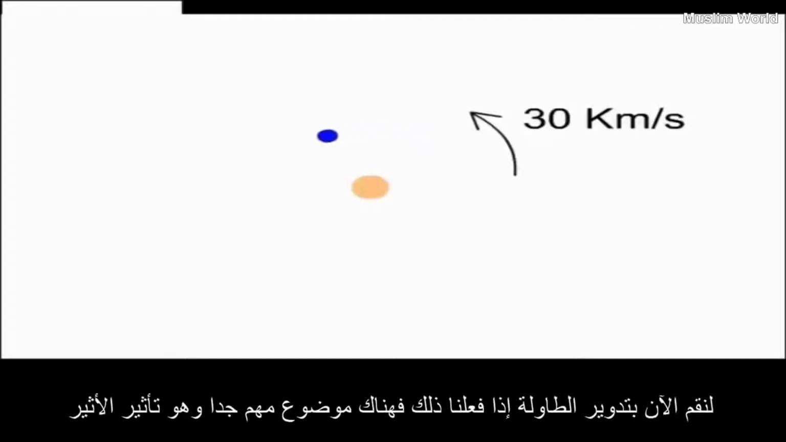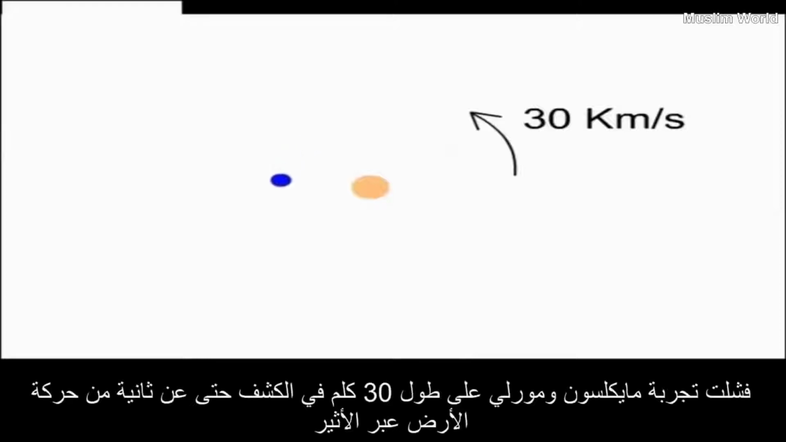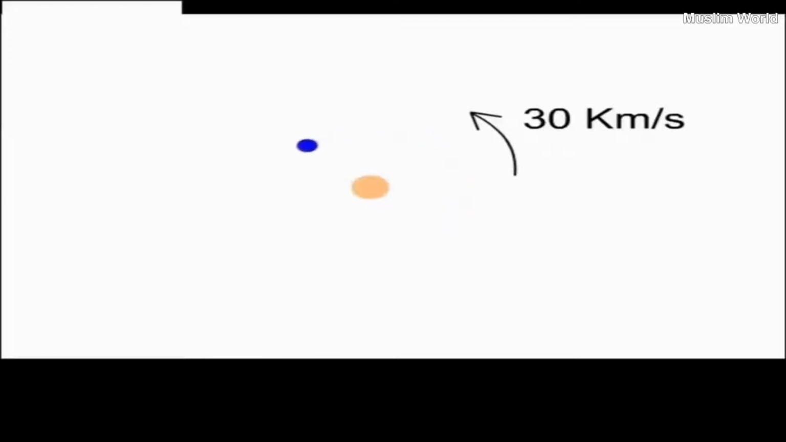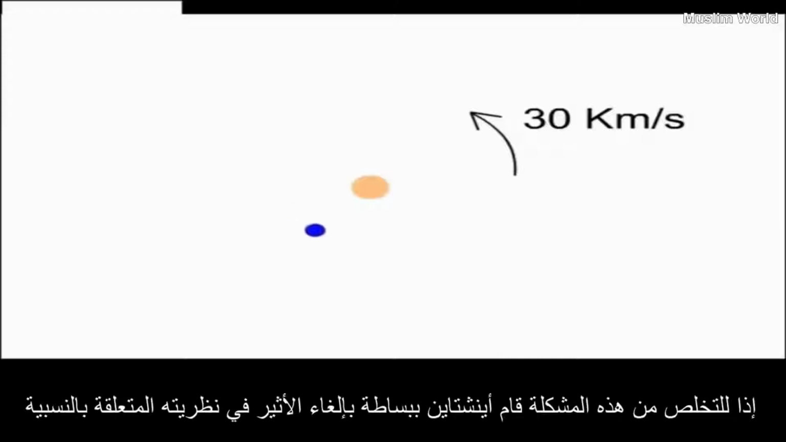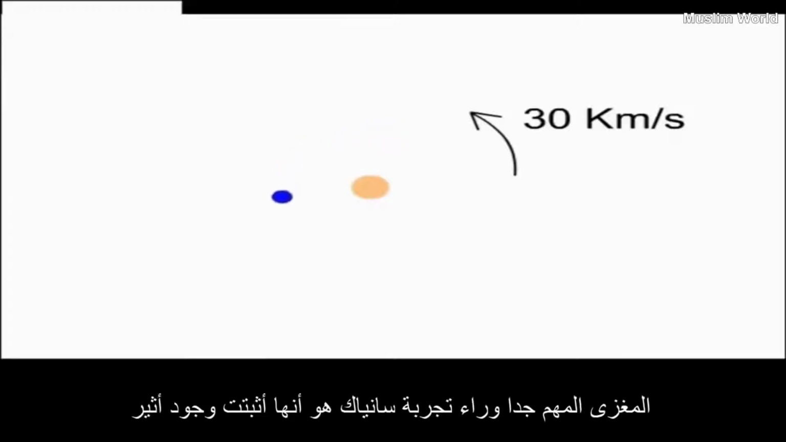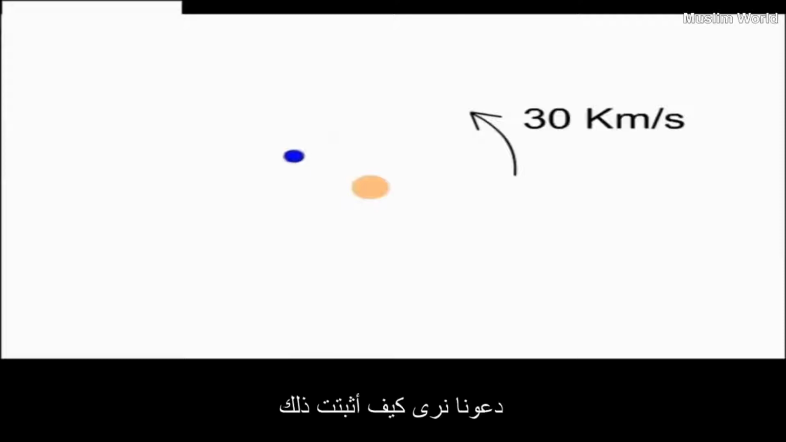Now let us rotate the table. Before we do so, there is the very important subject of the effect of the ether. The Michelson-Morley experiment failed to detect the 30 kilometers per second motion of the Earth through the ether. So to overcome this problem, Einstein simply abolished the ether in his relativity theory. The very significant result of the Sagnac experiment was that it proved that the ether existed. Let us see how it did this.